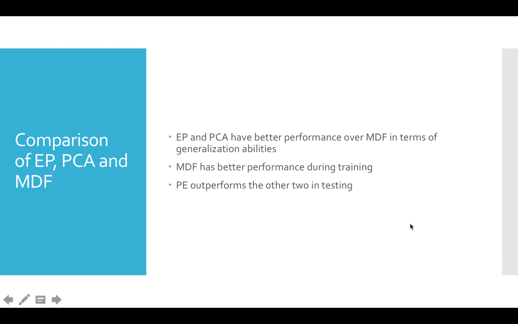Also, in the reference paper, the experiment comparing these algorithms is presented too. And here are some conclusions. First, EP and PCA have better performance over MDF in terms of generalization abilities. MDF has better performance during training, while in testing, EP outperforms the other two.